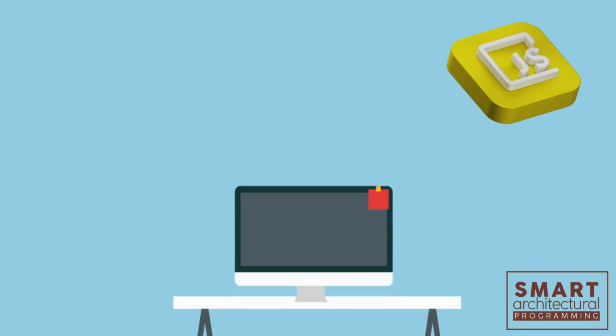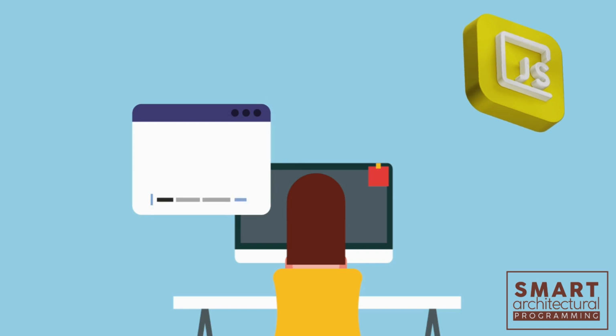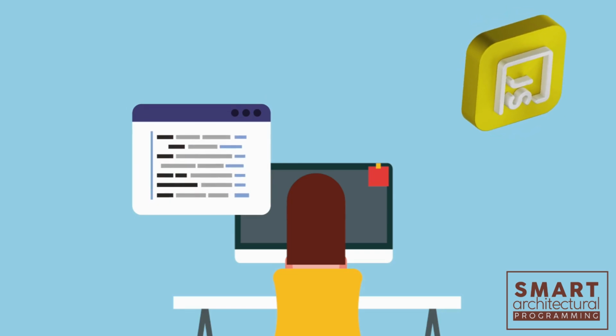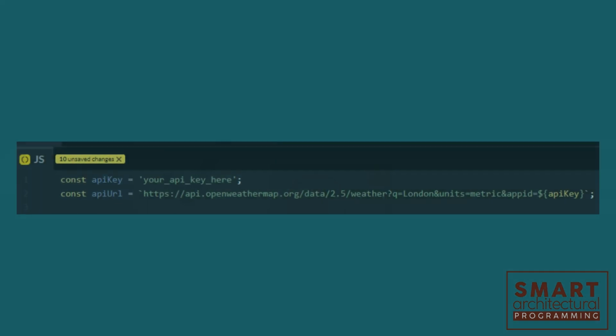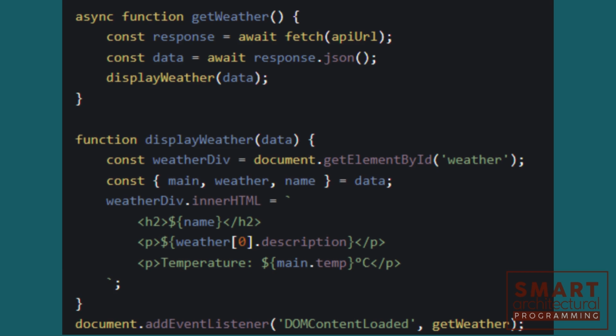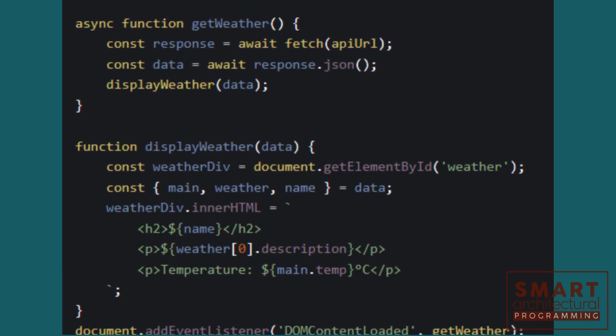Now, let's fetch weather data from the OpenWeatherMap API using JavaScript. In script.js, we'll write the logic to get and display the weather information. First, we'll define the API endpoint and our API key. In this code, we use fetch to get the weather data. The getWeather function fetches the data from the API, and displayWeather updates the DOM with the weather information.